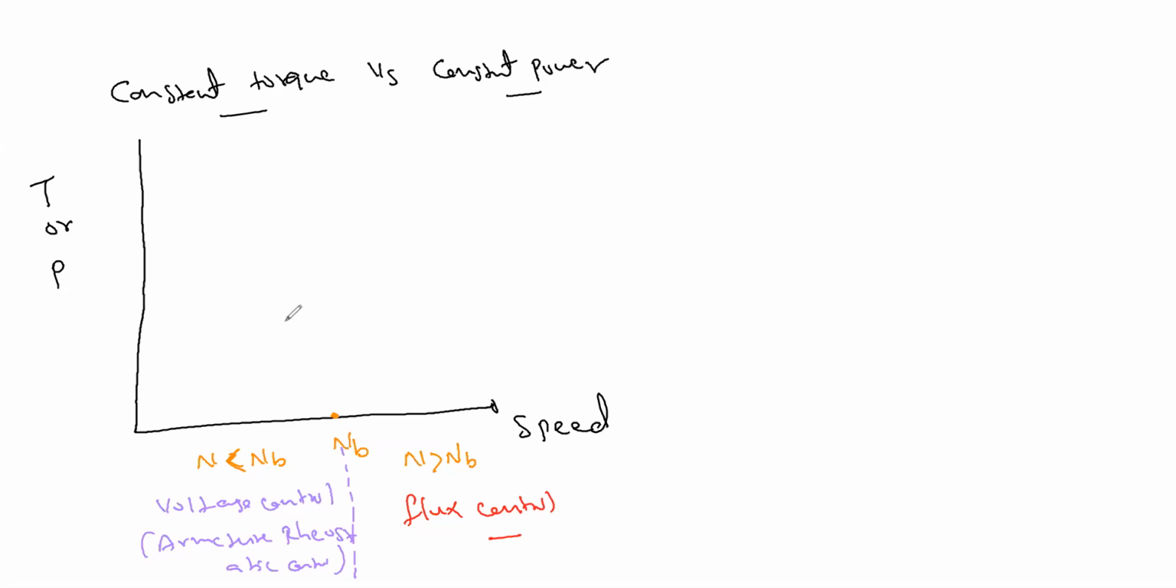When speed is less than base speed, we have seen that if it is a constant torque load, torque is going to be constant here. Because we have already seen in the voltage control method, torque equals K phi IA. Flux is not going to change here, flux is not changing, so the armature current is also constant, because we kept constant torque.